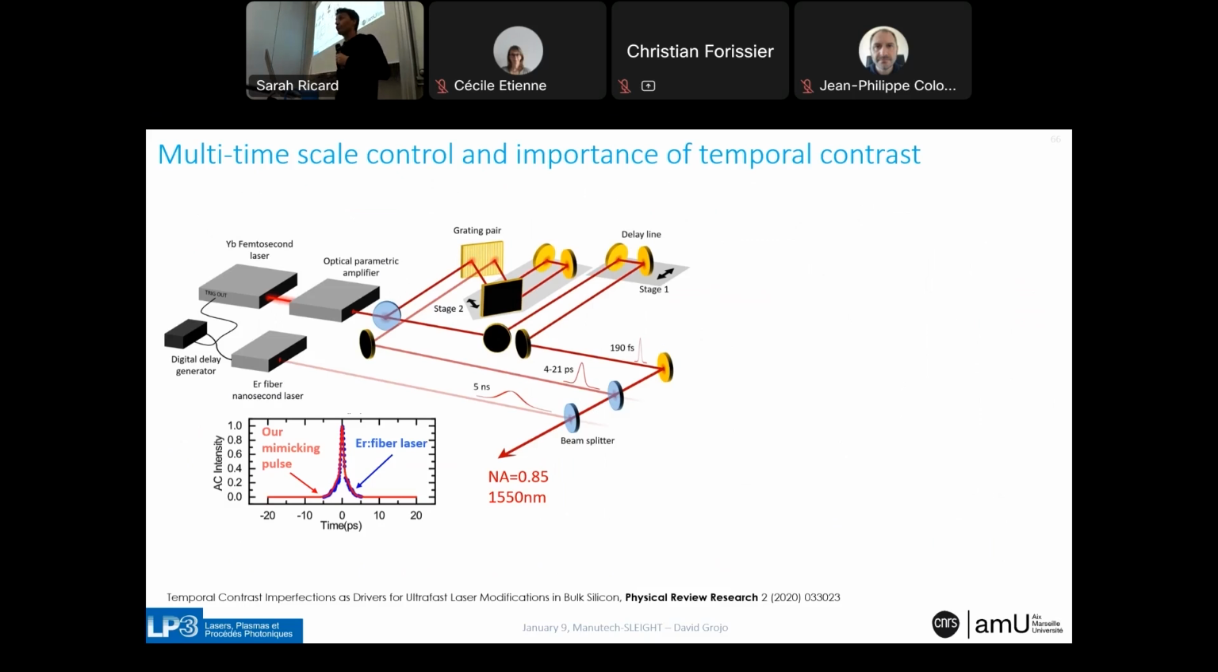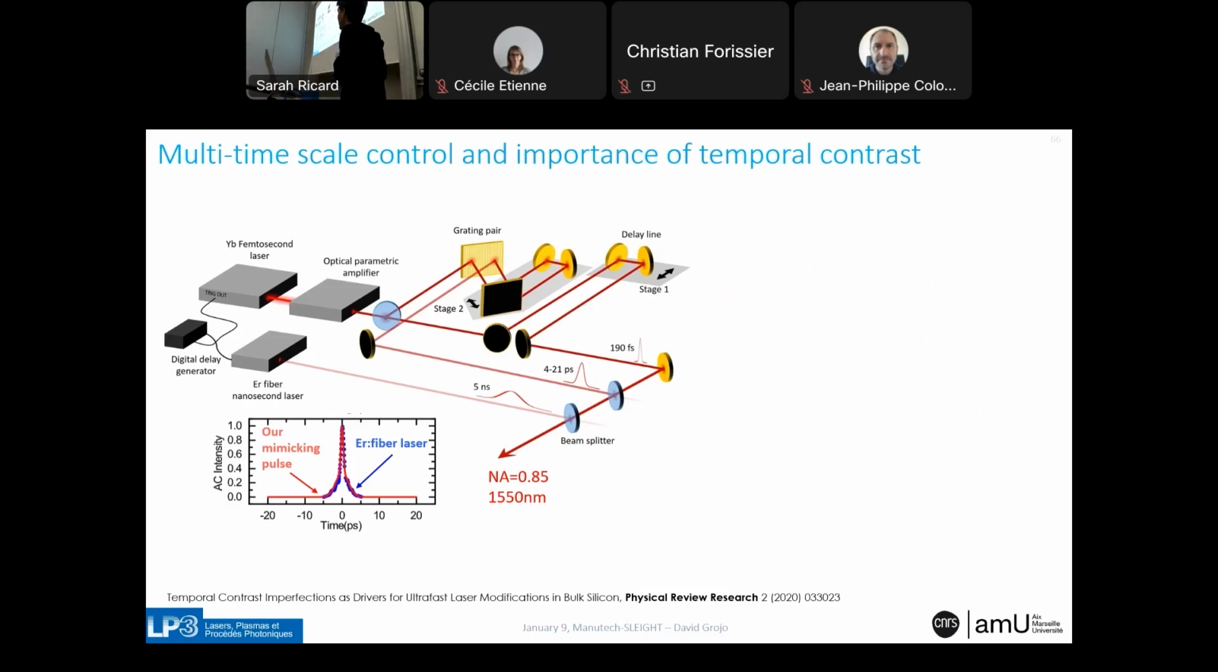So looking at the potential dependence of this problem, we developed this type of experiment where we do not want to manipulate the field. It's very hard to manipulate the temporal envelope of a beam. The way we simulate a different contrast level was to combine different pulse durations.